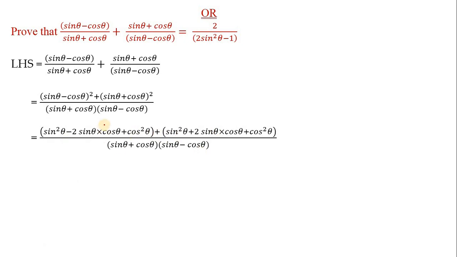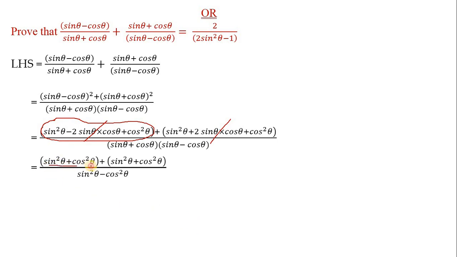Now here, minus 2 sin into cos and plus 2 sin into cos, these two will get cancelled. And then what will be left out here? Sin square plus cos square theta. And here, sin square theta and cos square theta are left out. Look at the denominators. The denominator is in the form of the identity a plus b into a minus b, which is a square minus b square. Hence we'll get sin square theta minus cos square theta.